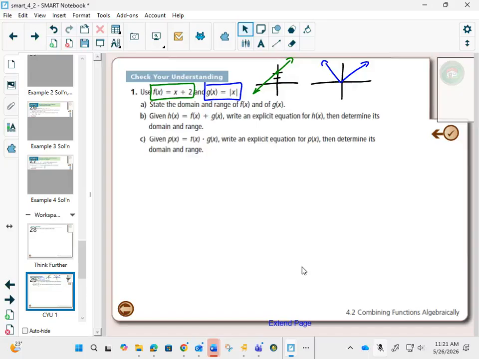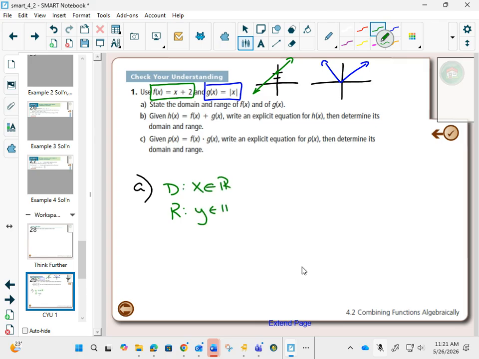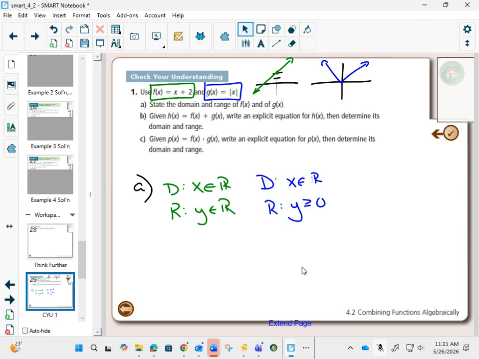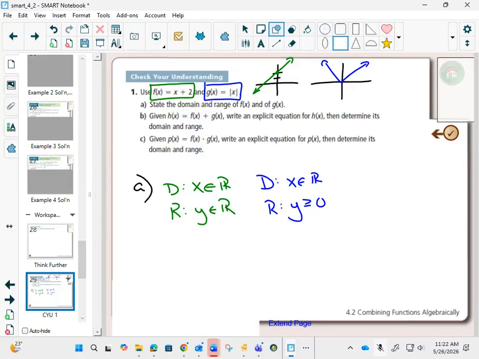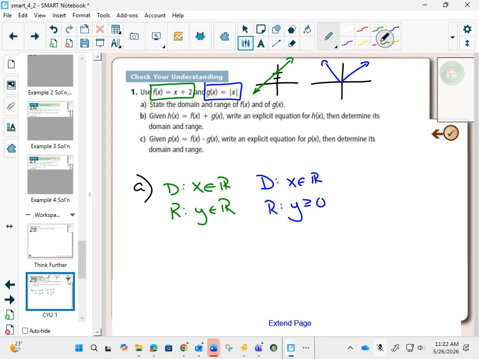State the domain and range of both f of x and g of x. Okay, so f of x, that's my green one, I'll do that in green. Domain is everything, range is everything, and my blue graph, the domain was everything, and my range was bigger than or equal to 0. Now h of x in part B is f of x plus g of x.